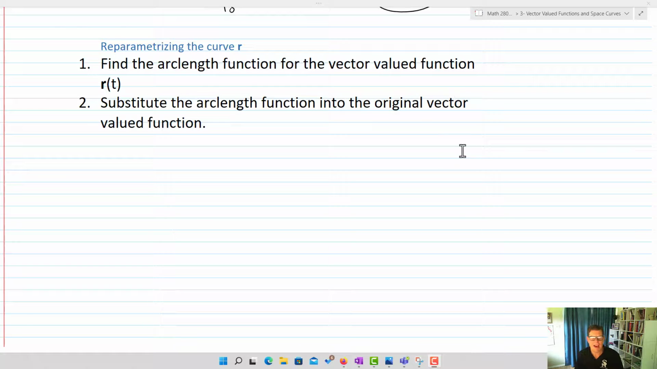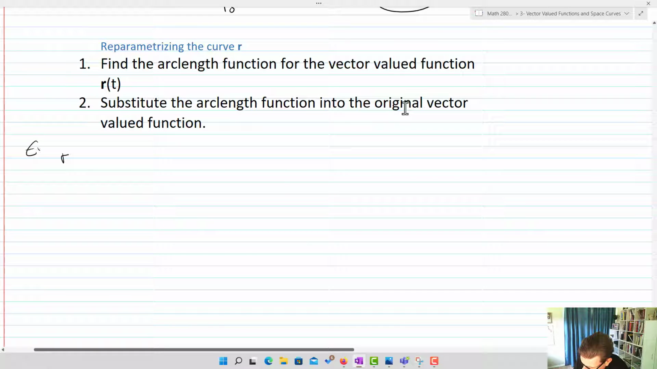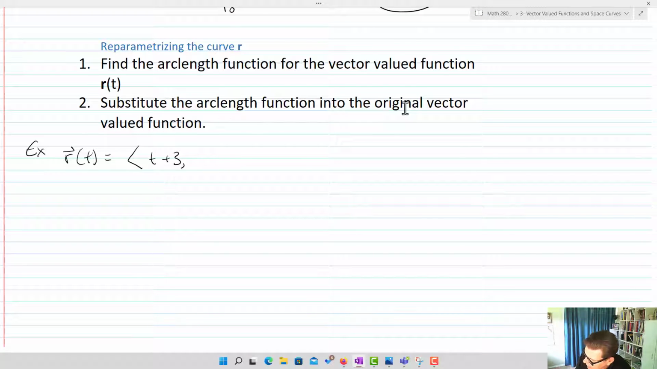So what we're going to do now is look to reparameterize the curve r. How do we do that? We're going to find the arc length function for the vector valued function r of t, and then we'll substitute the arc length function into the original vector valued function. That's it. So let's try one more time. Let's say we have our example: r of t equals t plus 3, 2t minus 4, 2t, for t greater than or equal to 3.